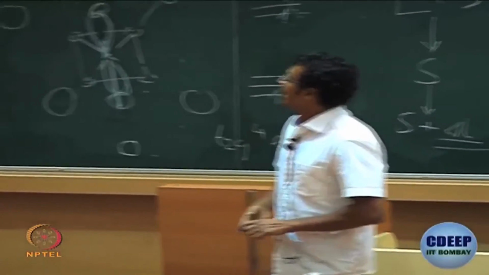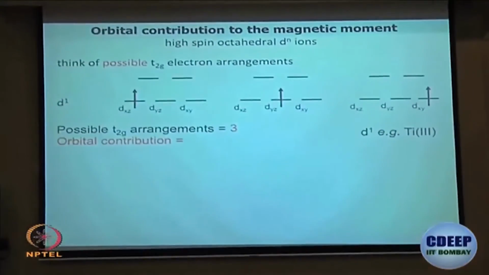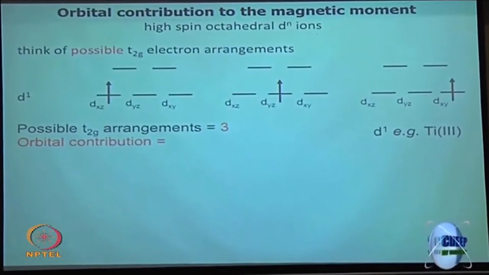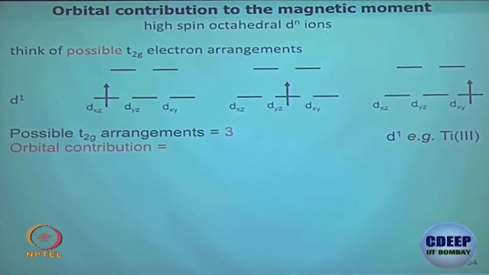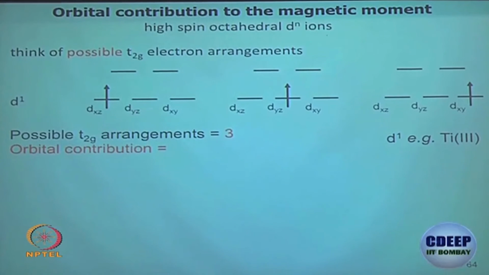Okay. Now orbital contribution to the magnetic moment. Once again, magnetic moment is spin plus orbital contribution. Orbital contribution is usually 0. Orbital contribution can come when it is something like this. Okay. T2g electron arrangement, right? Think of possible T2g electron arrangements. D1 can be organized as is shown, dxz, dyz and dxy. Possible T2g arrangements: there are three different ways you can put the electrons, thereby orbital contribution is yes.